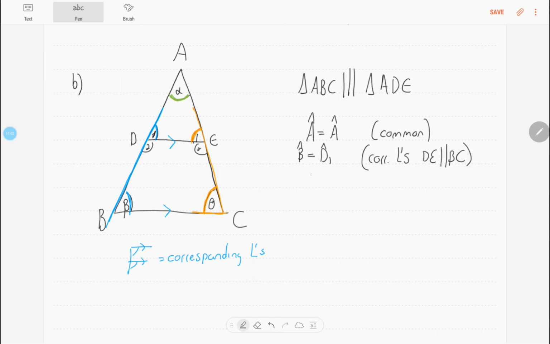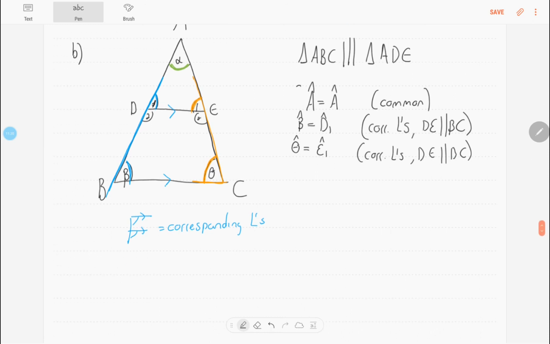And we do the same with angle C, so we say theta is equal to E1, corresponding angles, DE is parallel with BC. So now I've got all my angles, right? So I have equi-angled triangles. Okay, which is what we need, and then we can work out the similar sides now.